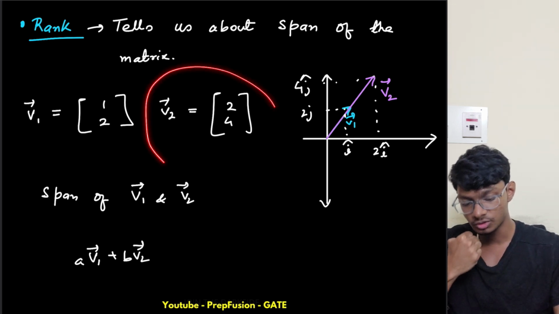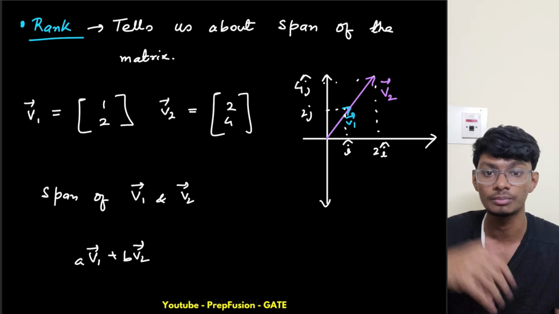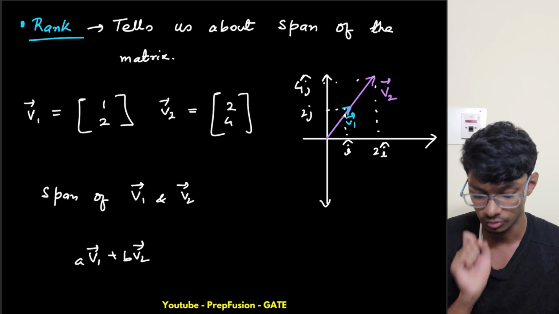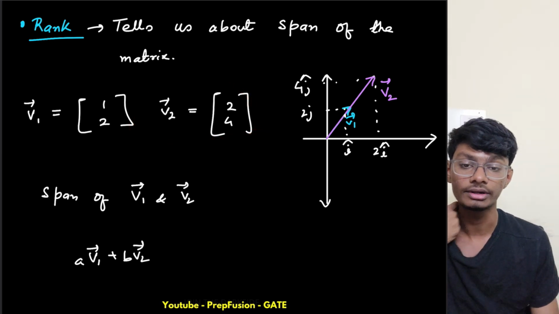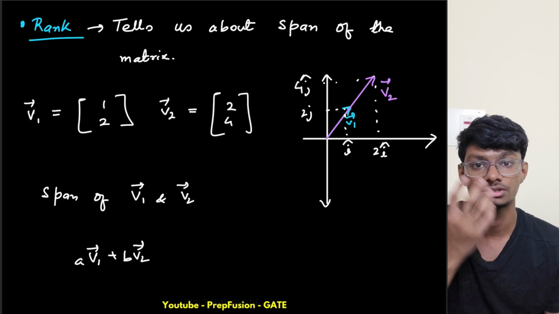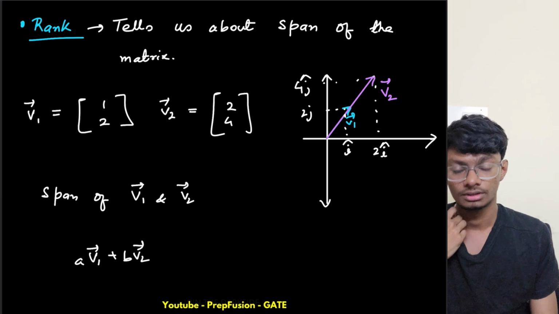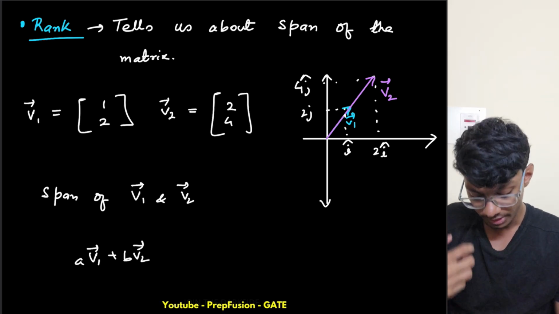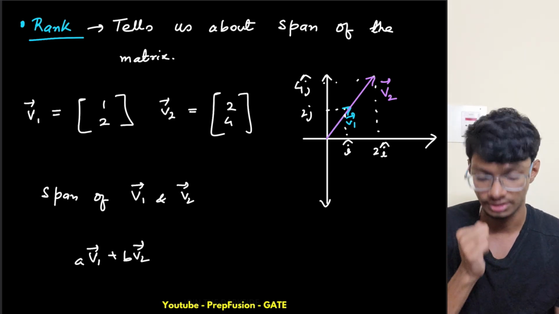Now if I have this new vector, but it is linearly dependent on the previous vector. How? 2 times V1 is V2 only. So according to my previous key point, it won't change the span. That is the important thing to keep in mind. But I will also write this down here so that you can understand it better.